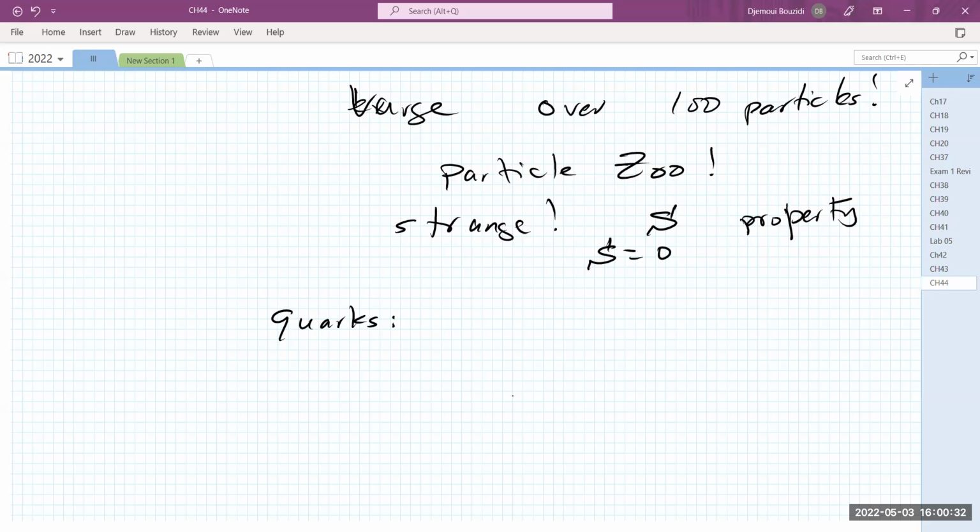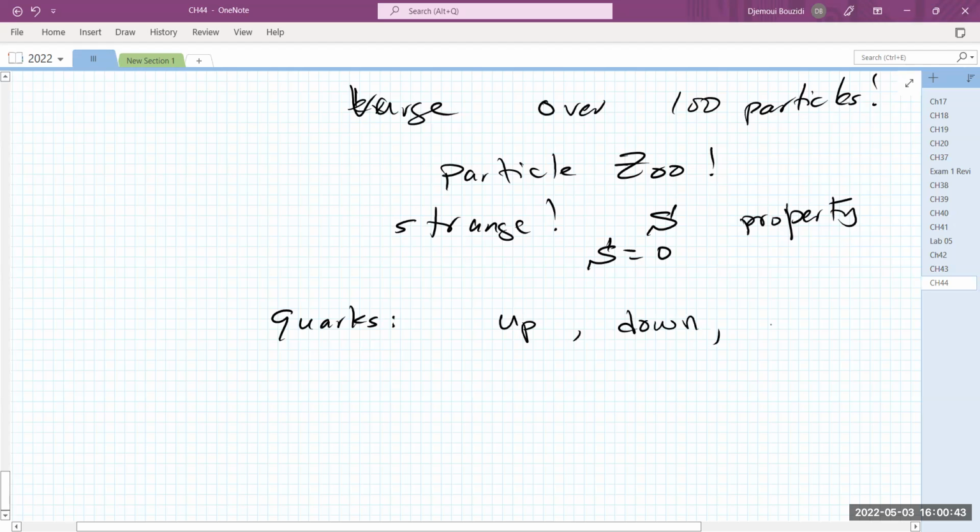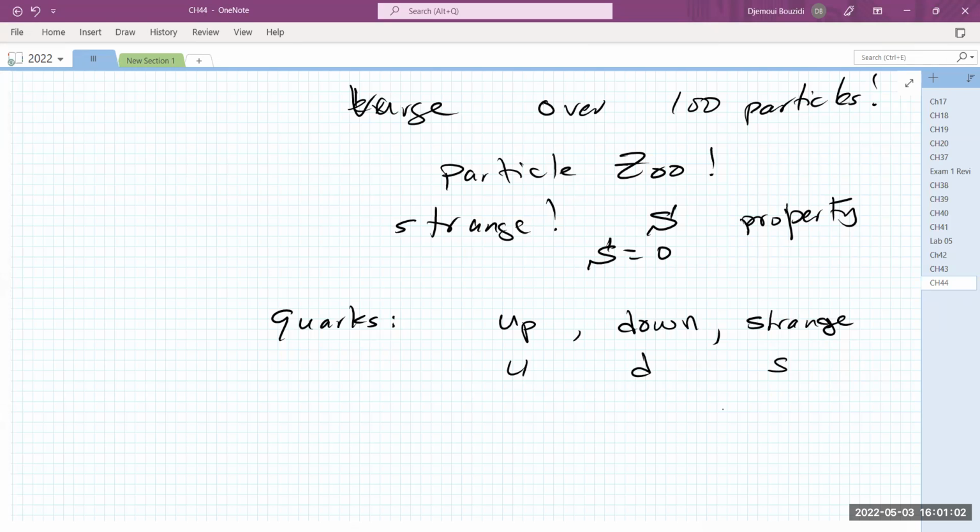So at that point, he proposed three kinds of quarks, okay? And for lack of better words, he called them the up quark, the down quark, and the strange quark, okay? So you have U, D, and S, okay? So there were 3 of them at the beginning. And they have to have the right properties so that they give you all the different numbers.